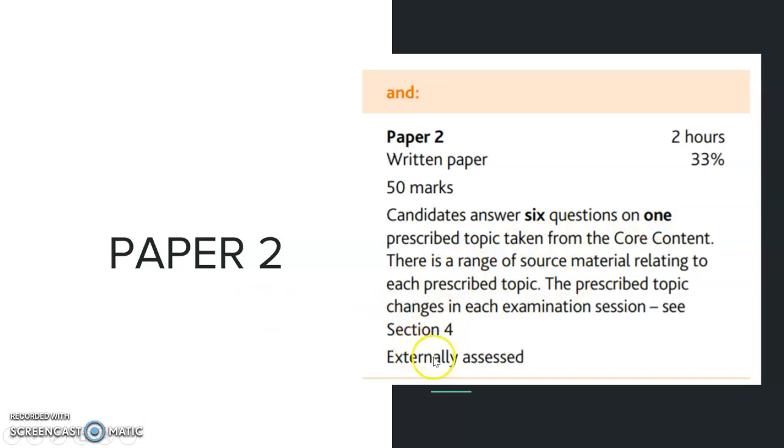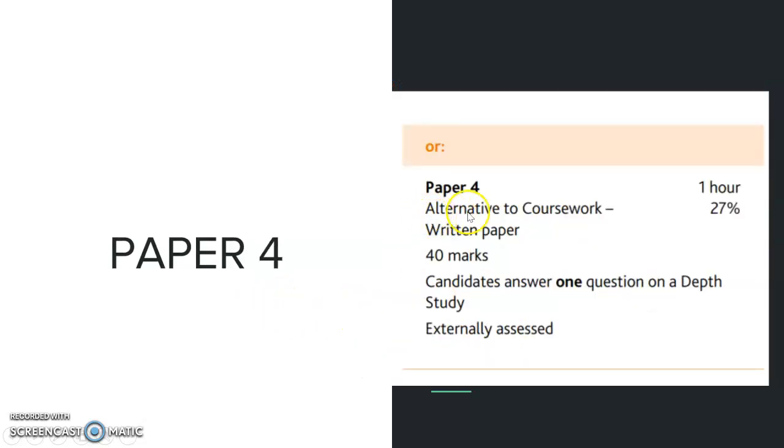The paper will be externally assessed as well. Same goes for paper 4. Last one, alternative to coursework. I mentioned that the school has made students sit for paper 4. This is a written paper as well, 1 hour. The mark will be 40 marks, and then it will be converted to 27 marks.